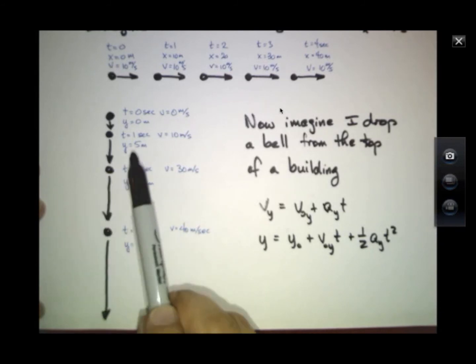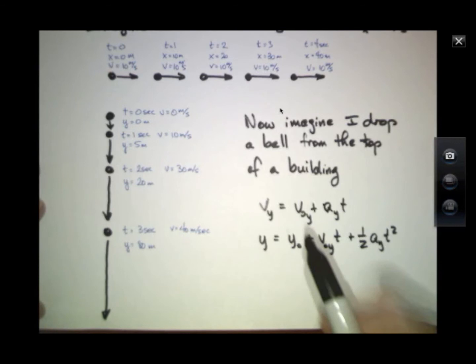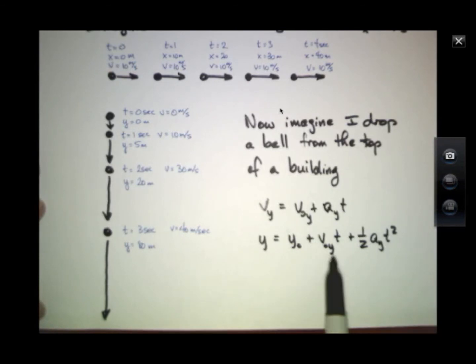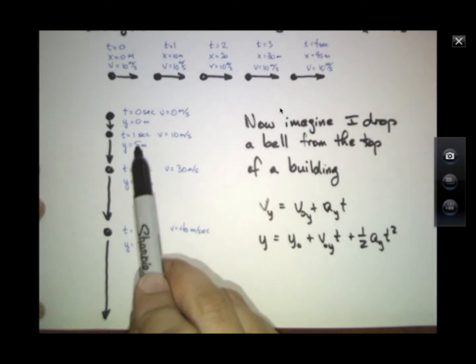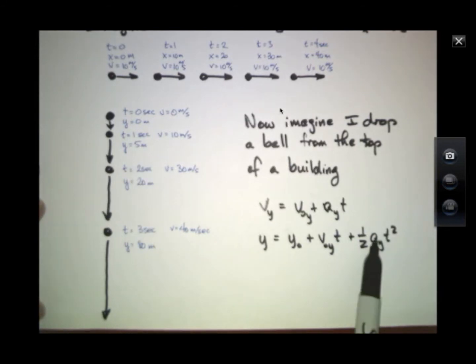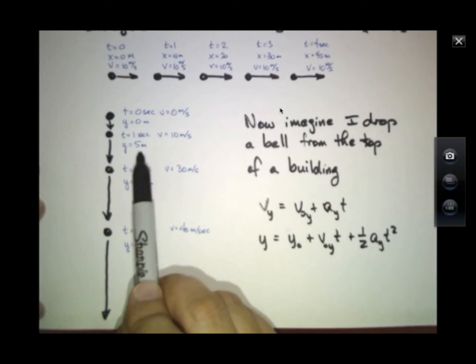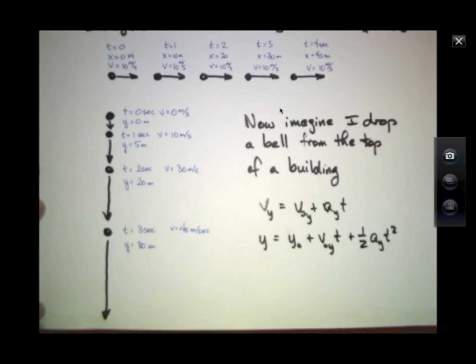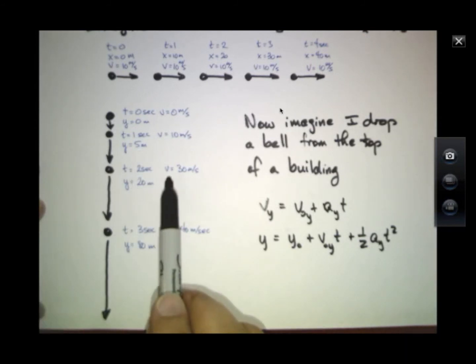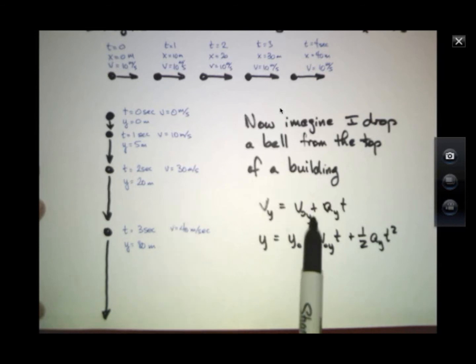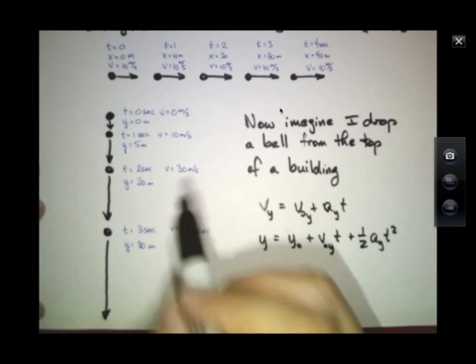So at 1 second, these two terms are 0 in the way I'm setting up this problem because I'm dropping the ball from rest. So it's just this last term that starts building up. At 1 second, 1/2 times 10 for the acceleration times t squared, which is 1, gives me 5 meters. At 2 seconds, I get 20 meters. And the velocity has grown to be 20 meters per second.